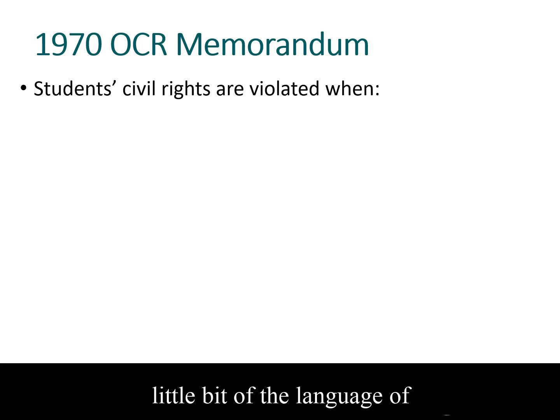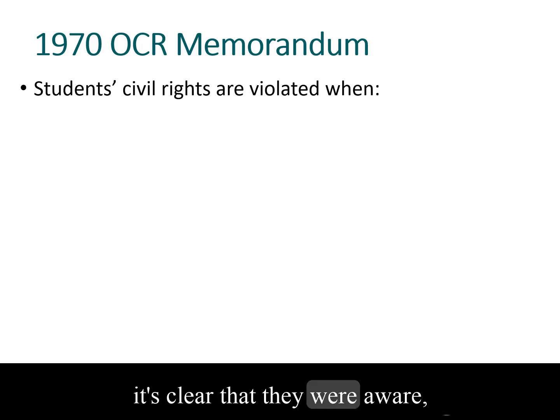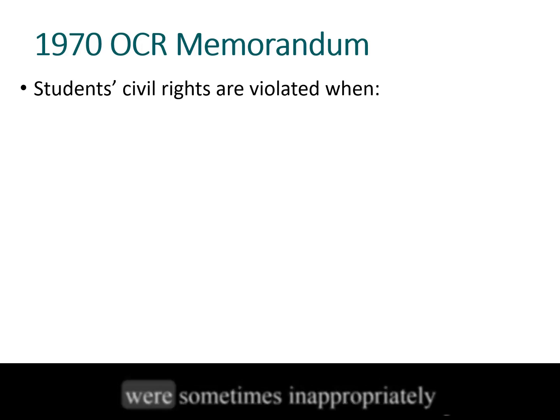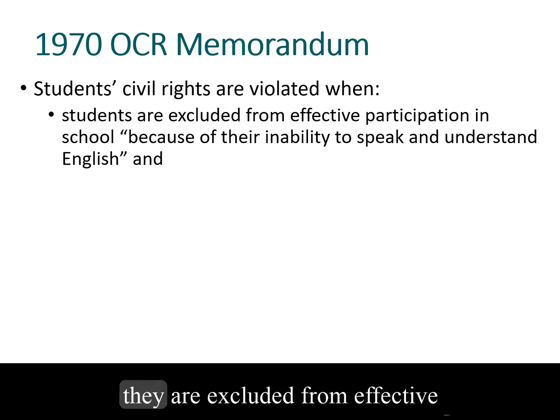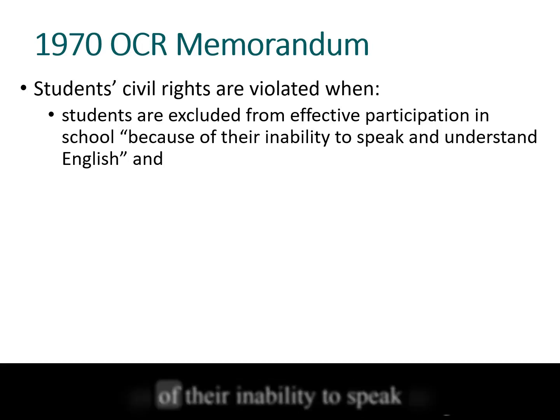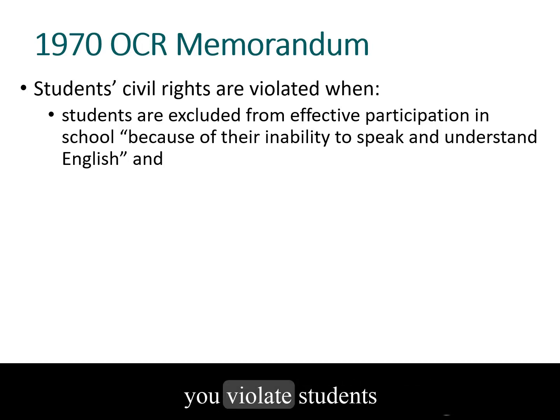But I'm going to give you a little bit of the language of this very first memorandum because from the very beginning, it's clear that people who were working on this were aware that students with disabilities, number one, were sometimes inappropriately identified as having a disability when they didn't have one, and that the requirements for the identification and education of English learners pertains to students with disabilities. So the way they phrased it was that students' civil rights are violated when they are excluded from effective participation in school because of their inability to speak and understand English. So this is the very, very basics that they're saying: you violate students' civil rights.